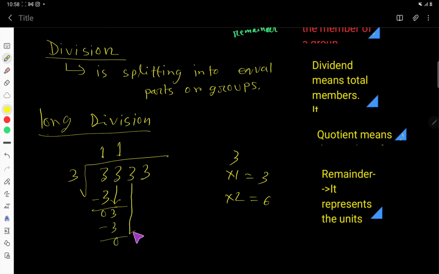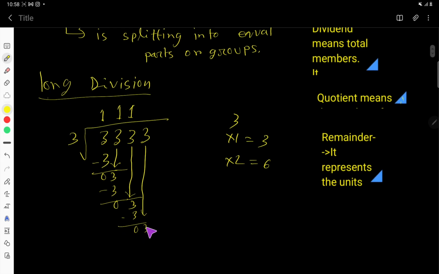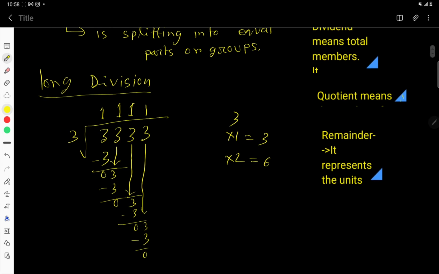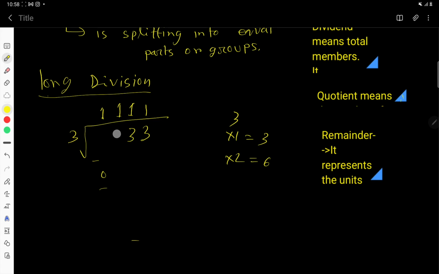Now bring down these 3. 3 goes into 3 how many times? 1 times. 1 times 3, 3. Subtract, 0. Bring down these 3. 3 goes into 3 how many times? 1 times. 1 times 3, 3. If you subtract, then you are getting 0. So this is the long division, right? I think this will help you to divide long numbers.